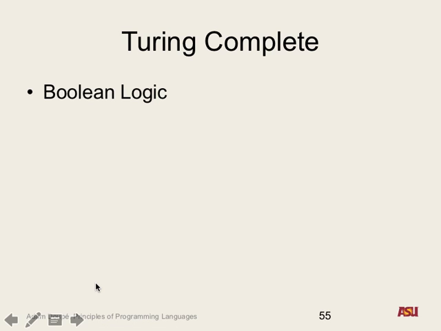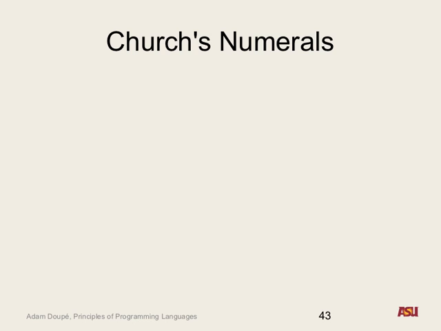So now we have Boolean logic, we have arithmetic, we have loops, we have hit Turing completeness. But do we actually have numbers? What? I just lied to you. Okay.